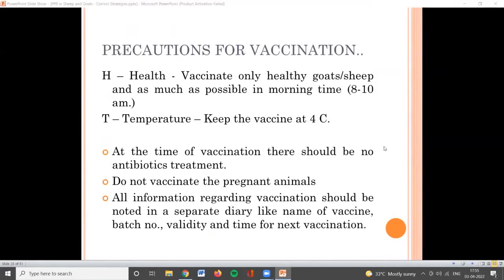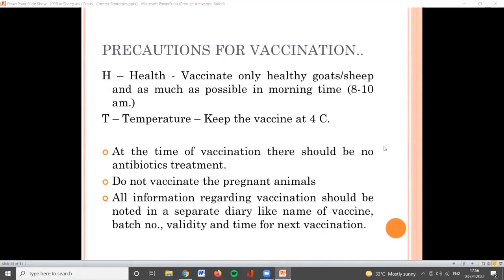The PPR vaccine is a live attenuated vaccine, so if an unhealthy animal is vaccinated, there may be chances of further spreading the disease through the vaccination. We should prefer vaccination in the morning time. Keep the temperature of the vaccine at 4 degrees centigrade. Do not vaccinate pregnant animals.